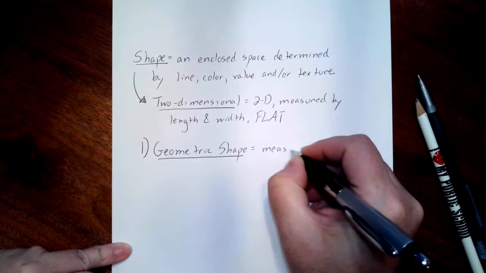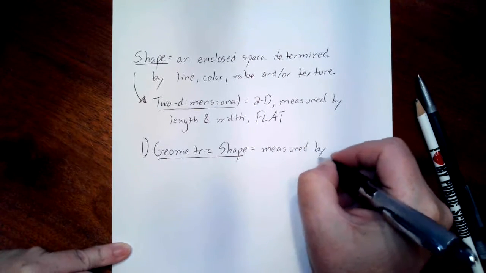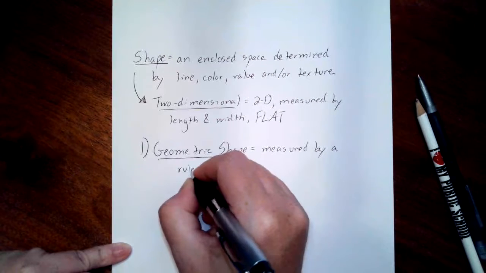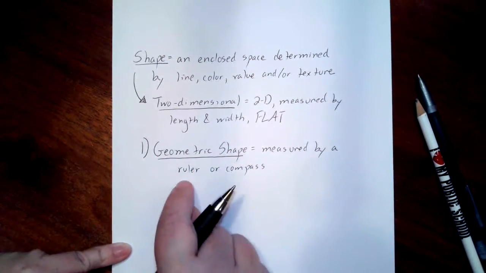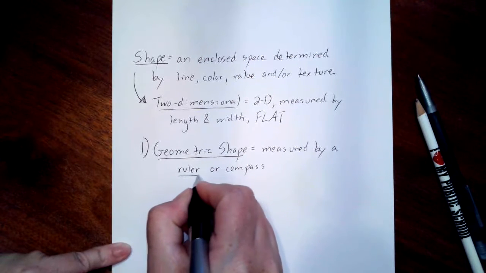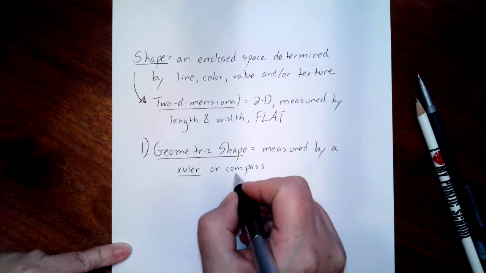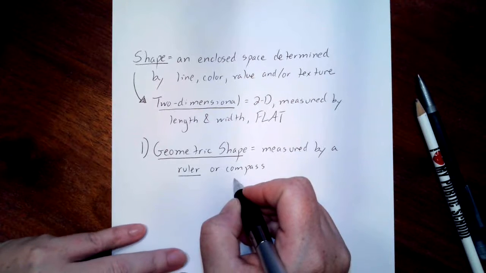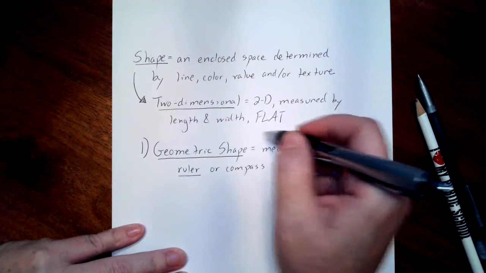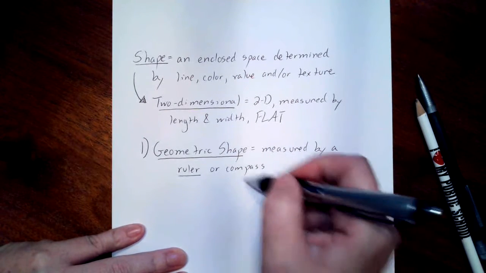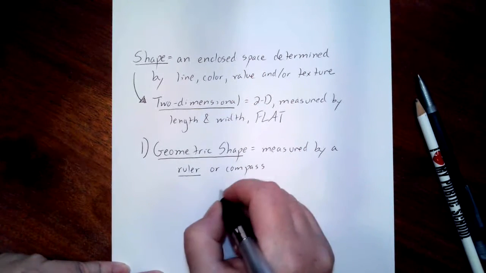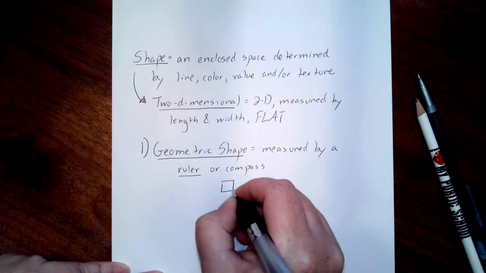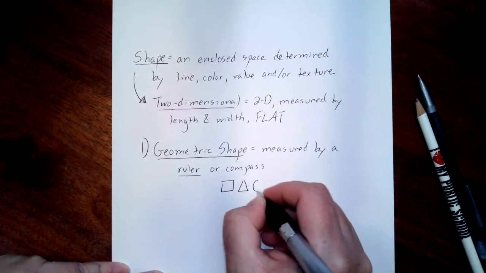Geometric shapes are measured by a ruler or a compass. We know that we can use a ruler to get a straight line, and a compass is used for circles. You can have a compass that gives you the directions like north, east, south, west. These compasses here are the ones we use for circles. Our examples for geometric shapes would be a square, triangle, circle.